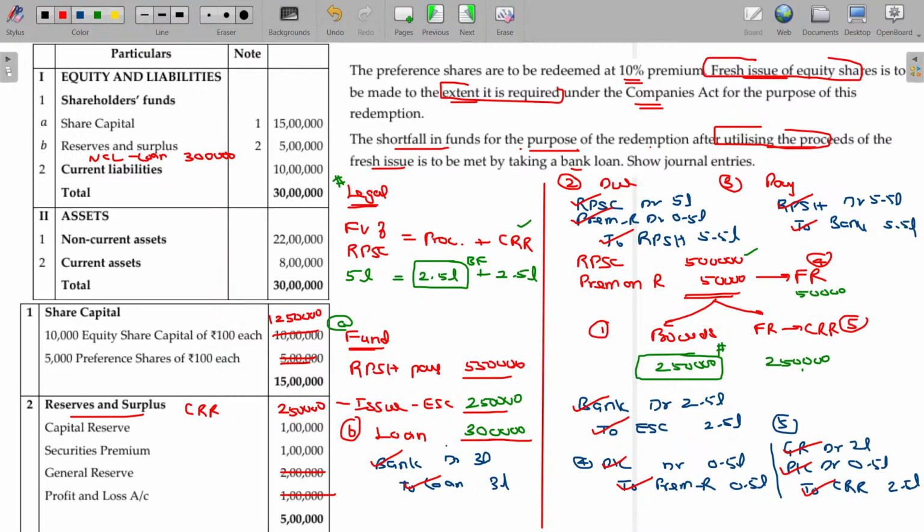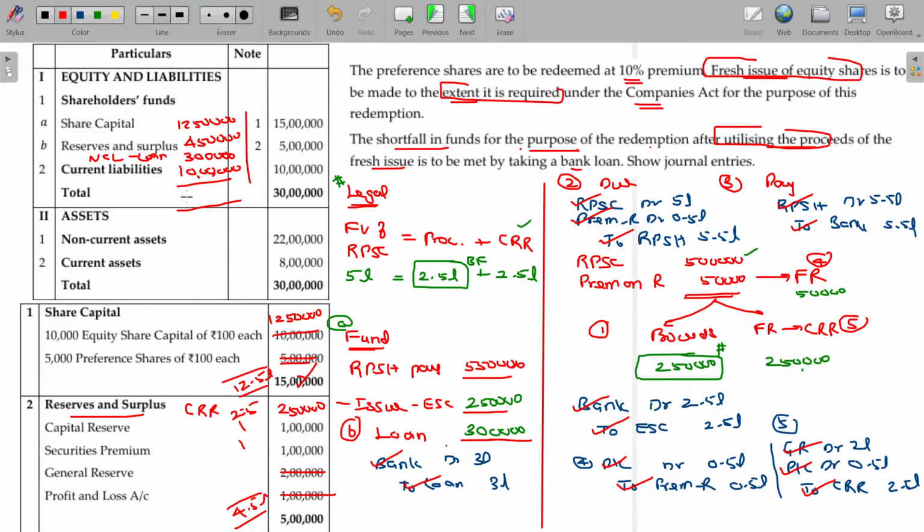After incorporating these journal entries in the ledger, what could be the new balances in these assets and liabilities? You have to verify. So here share capital being 12.5 lakhs, CRR being 2.5, GR being 1 lakh and securities premium 1 lakh, total being 4.5 lakhs. So share capital being 12 lakhs 50, reserves and surplus being 4 lakhs 50 and current liabilities, there is no change, it remains same 10 lakhs. No change in the asset side.